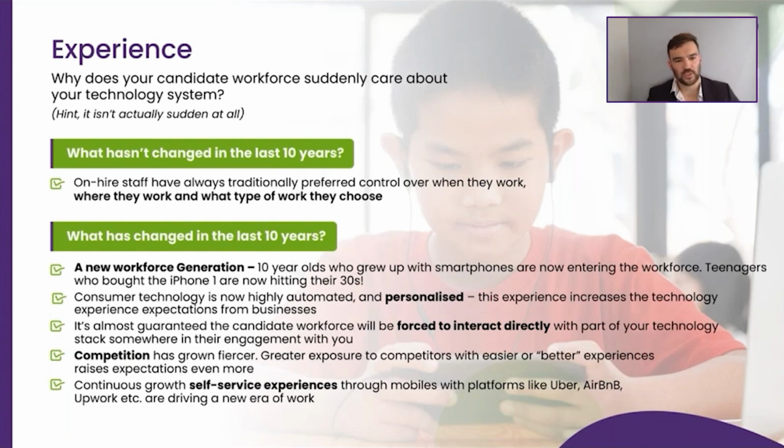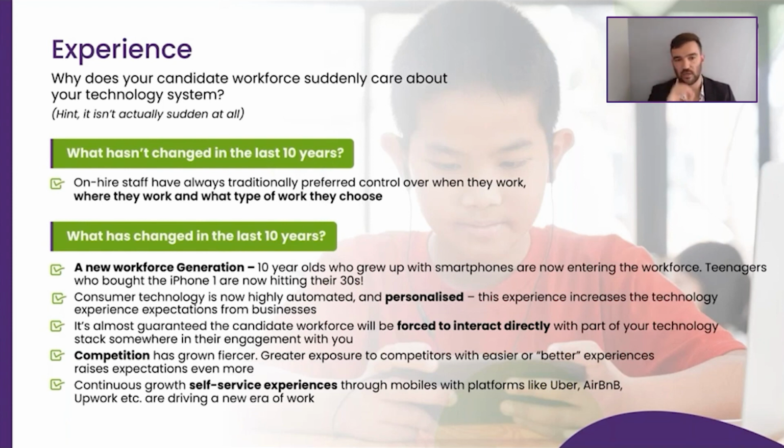Competition, everyone knows competition's fiercer, and at the moment it is crazy. And with greater competition means more people in the market, more exposure, and you will get measured, unfortunately, we all do. Our software gets measured against how easy other software is. Your business will be measured against other businesses in if it's an easier or better experience.